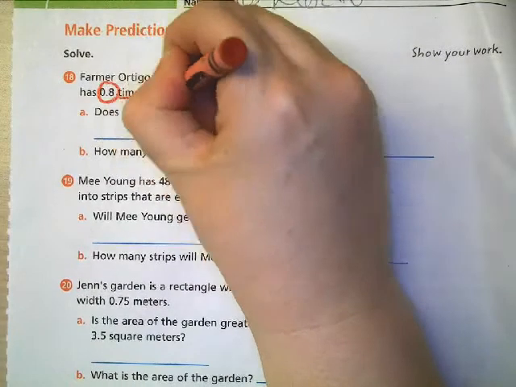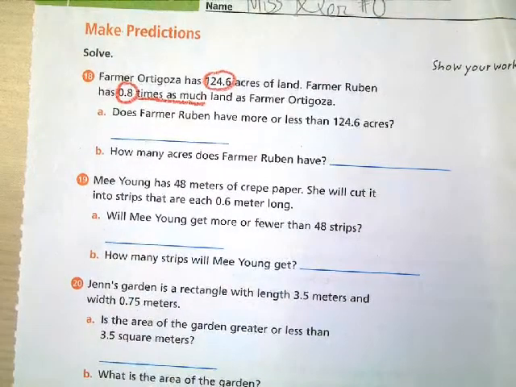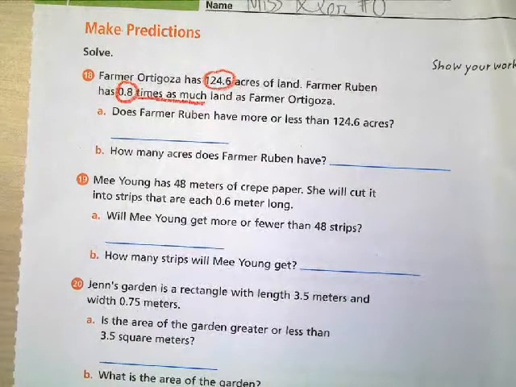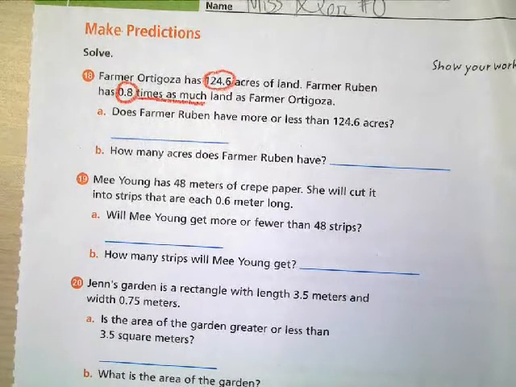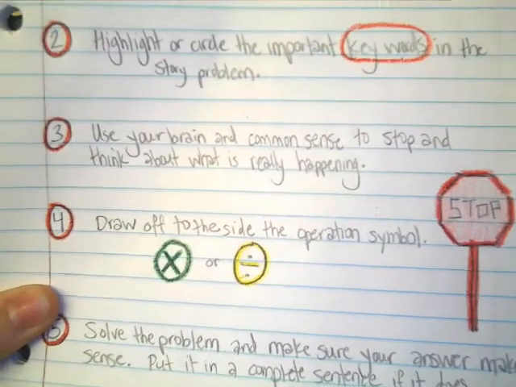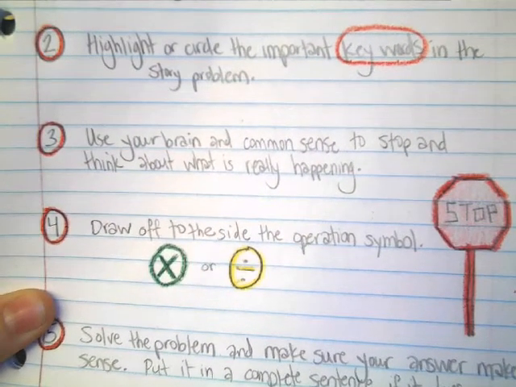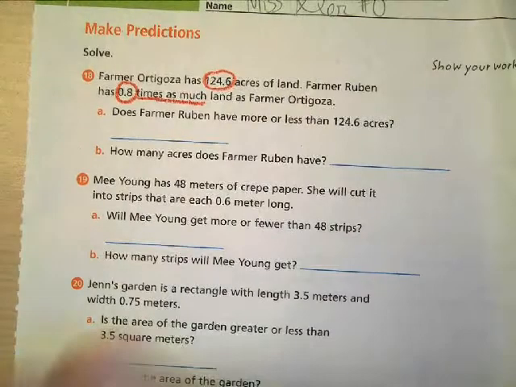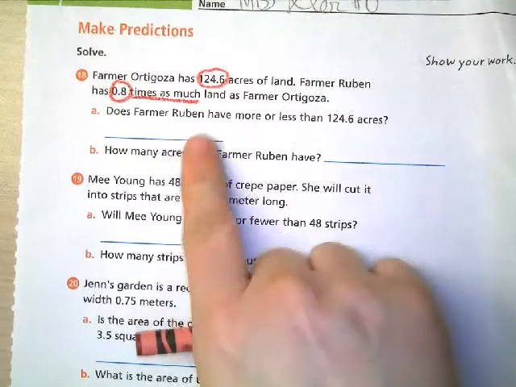Think about it. I see times as much. Do you see that? Okay, so I did step number 1 and 2. I highlighted the numbers and I highlighted keywords. So now I'm on step number 3. And remember, step number 3 is to use your brain and common sense to stop and think about what is really happening. And then we'll draw what the operation symbol is.